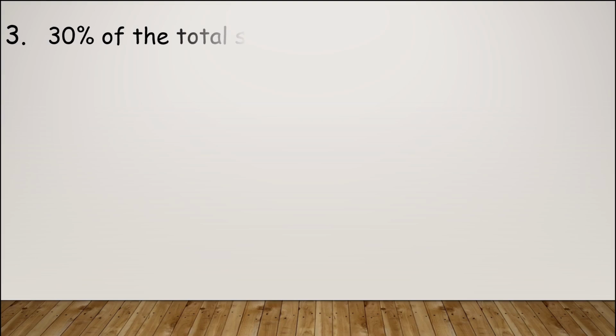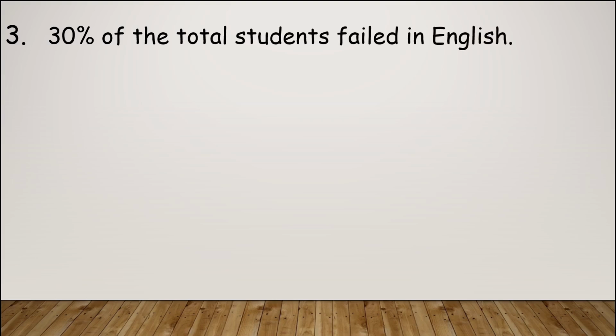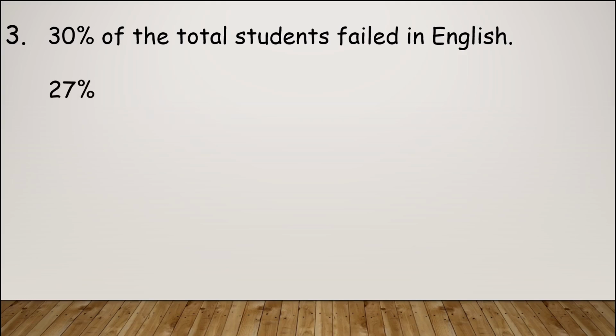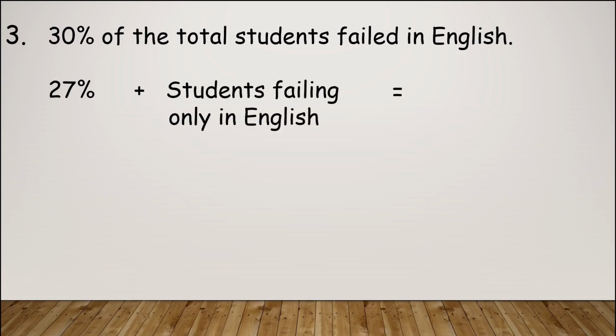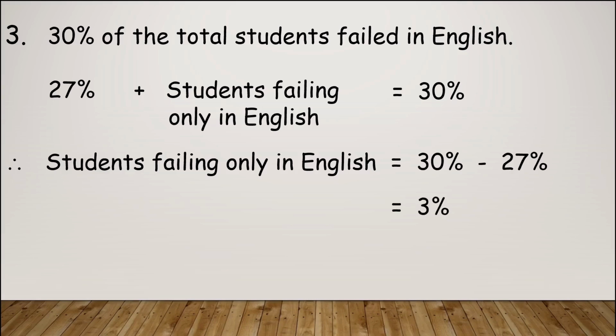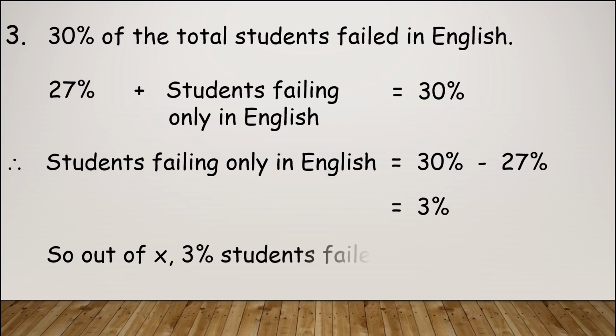Third, 30% of the total number of students failed in English. Now this means that students who failed in both the subjects, which is 27%, plus students who failed only in English, total to 30%. Subtracting 27% from both sides, we get students failing only in English equal to 3%. So out of X, 3% failed only in English. This too is given as a percent.